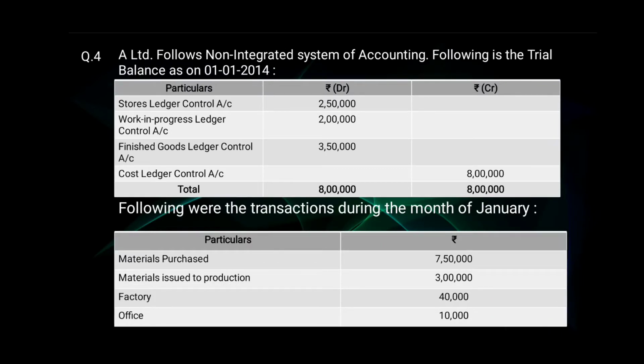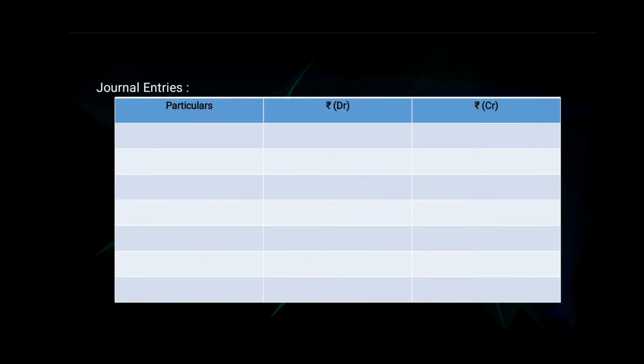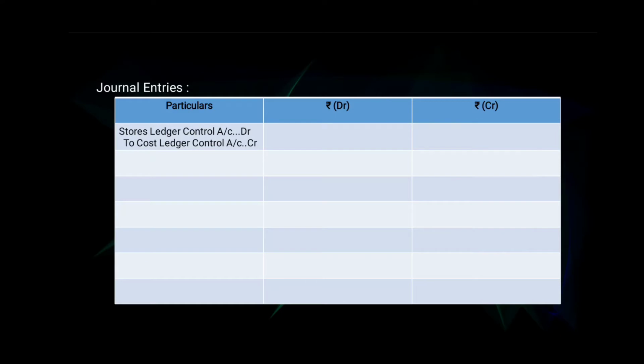So let us start preparing journal entries. Our first expense is materials purchased. Amount is given as 7,50,000. So the journal entry will be stores ledger control account debit to cost ledger control account. Amount will be 7,50,000 on the debit and on the credit side.